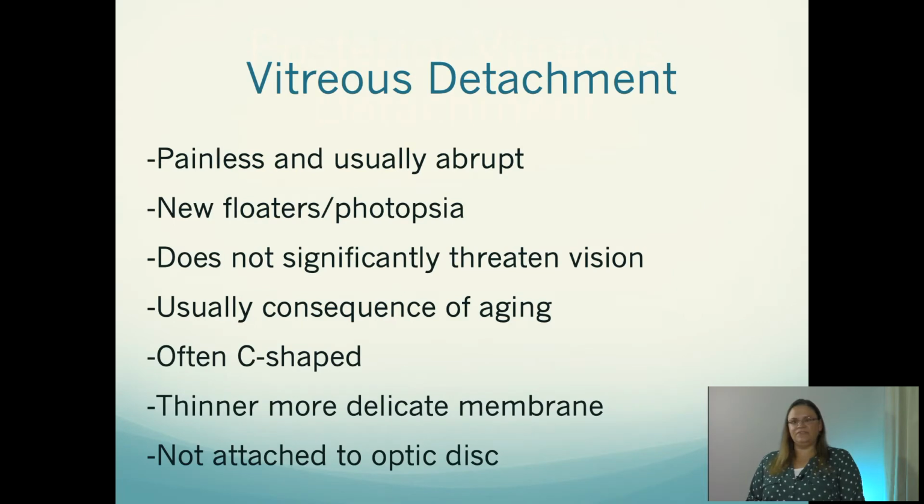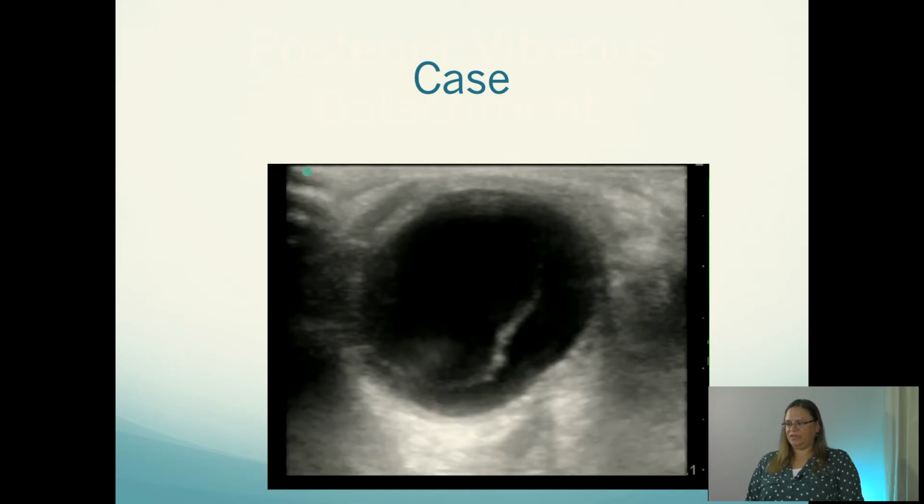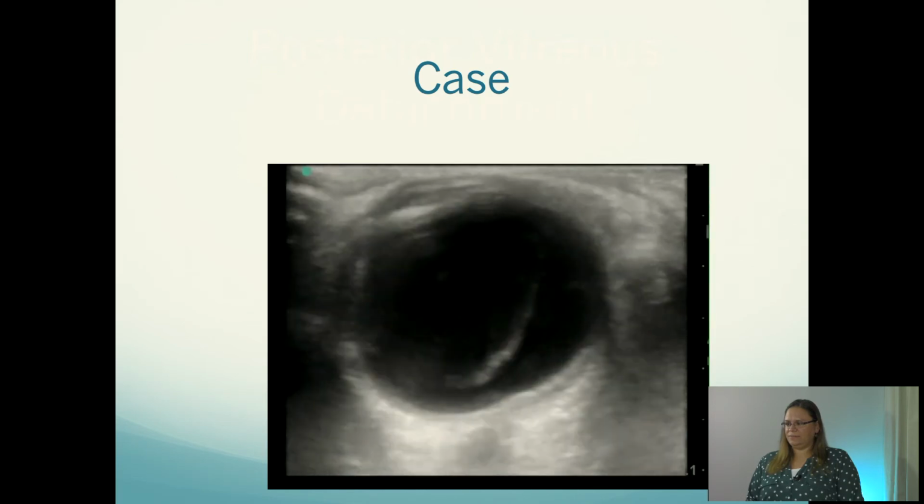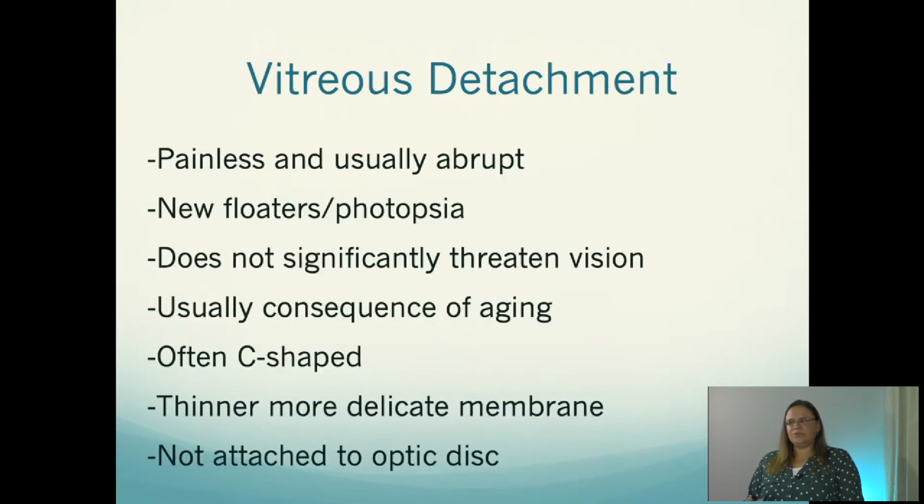But this is an example of vitreous detachment, and we'll go over why this is a little bit different from retinal detachment. You might be saying to yourself, wow, that looks remarkably like a retinal detachment. And I'll go over what the differences are. So vitreous detachment is usually painless and abrupt. Patients will usually complain of floaters or photopsia. It typically does not threaten vision significantly because the retina remains intact, and it occurs more often the older that you get. It's typically a C-shaped linear hyperechoic structure that's typically thinner than you would see with a retinal detachment, and it is not attached to the optic disc.